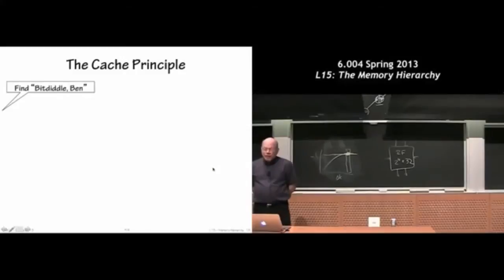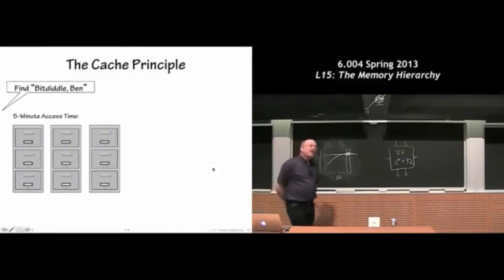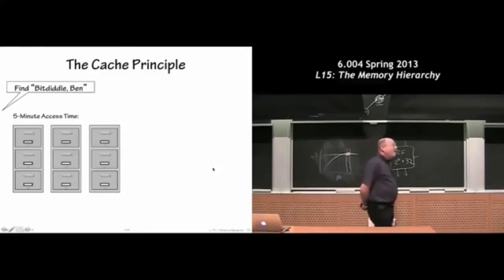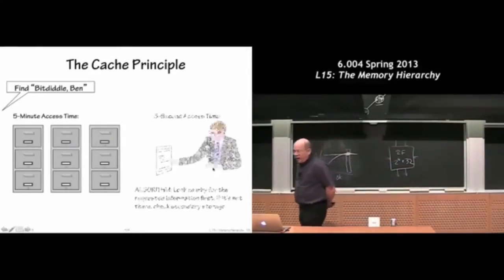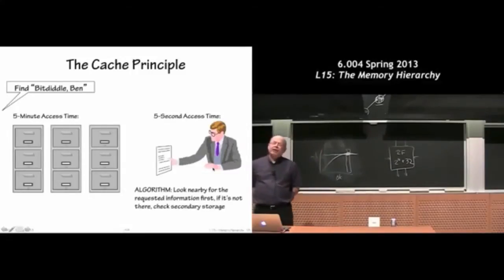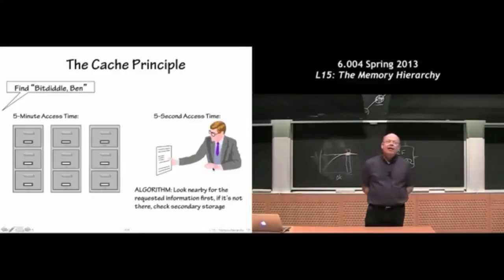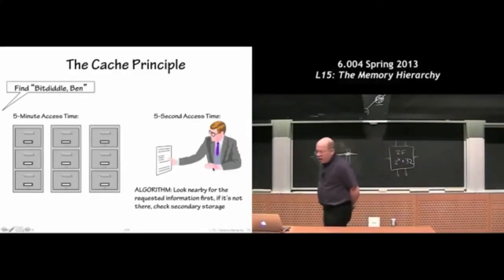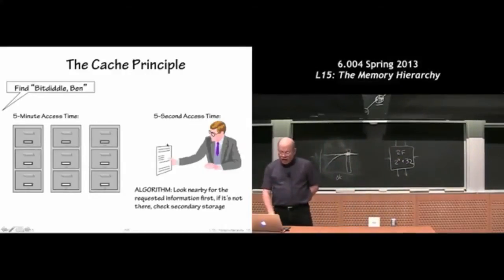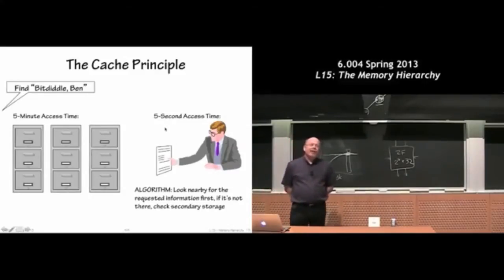Okay, so let's talk about this cache principle. Here's a little virtual thought experiment. We have file cabinets, which are slow, and I've invited Clark Kent to join us today, Superman, to serve as our high-speed memory. It takes 5 minutes to look in the file folders, but only 5 seconds for Clark to say, okay, I have the information that you want.